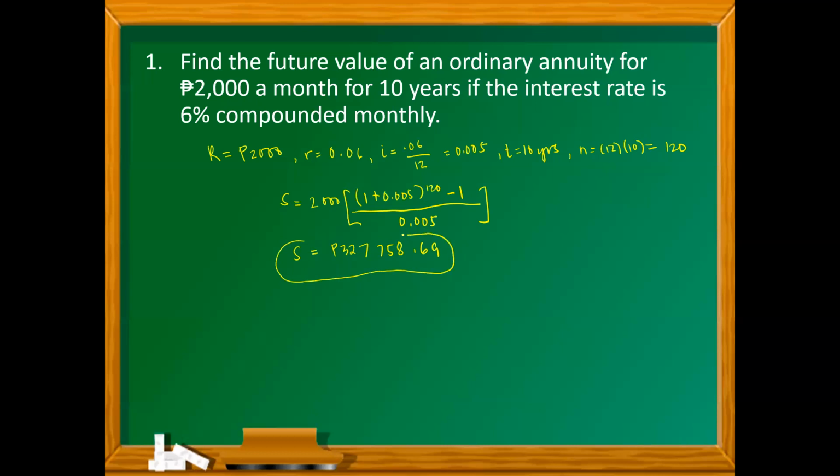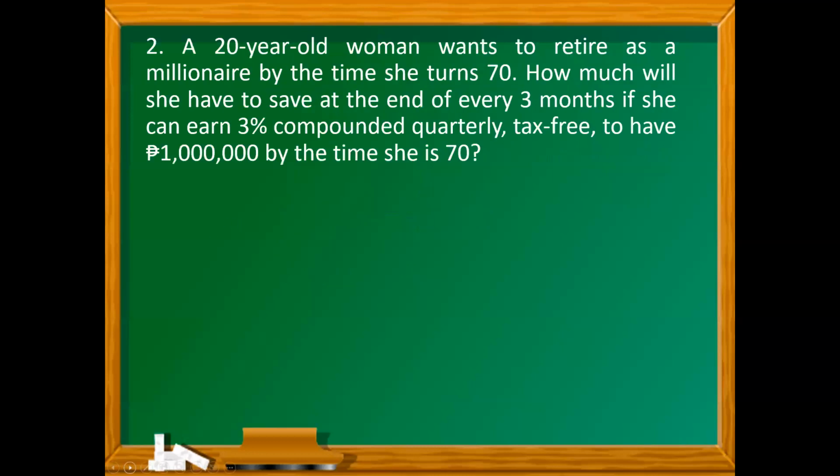So this will be the accumulated value after 10 years. Okay, so we have number 2. This is about retirement. Now, a 20-year-old woman wants to retire as a millionaire by the time she turns 70. How much will she have to save at the end of every 3 months if she can earn 3% compounded quarterly, tax-free, to have a million by the time she is 70?